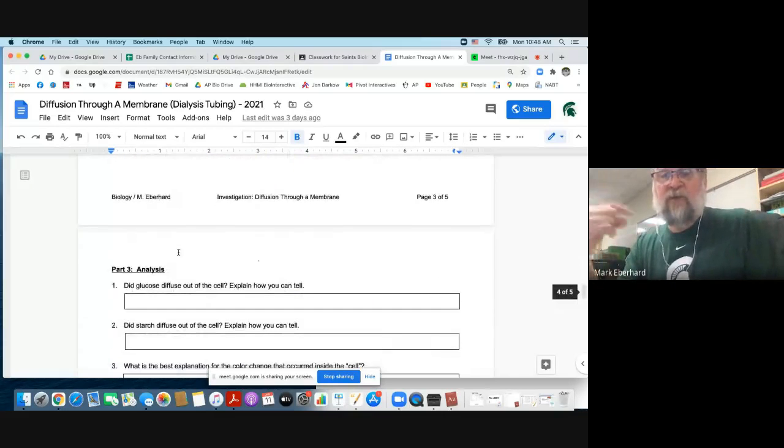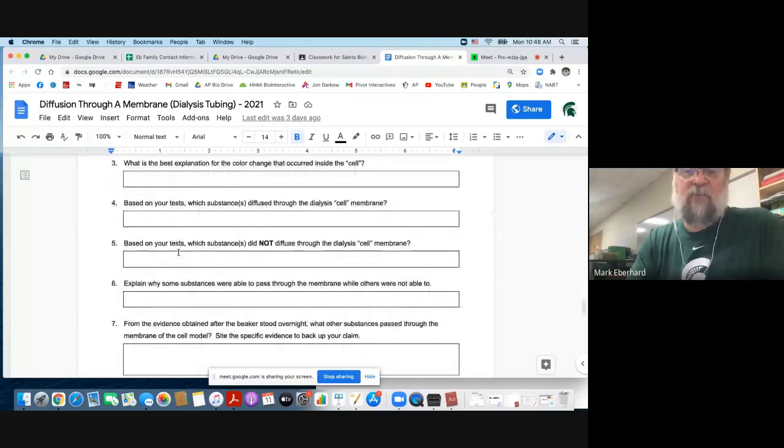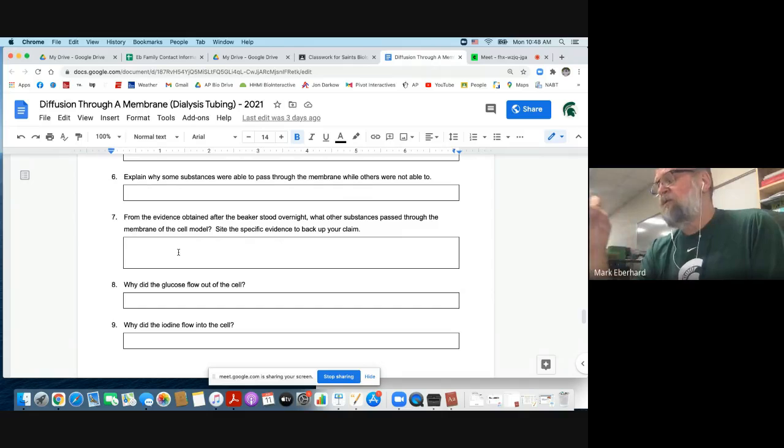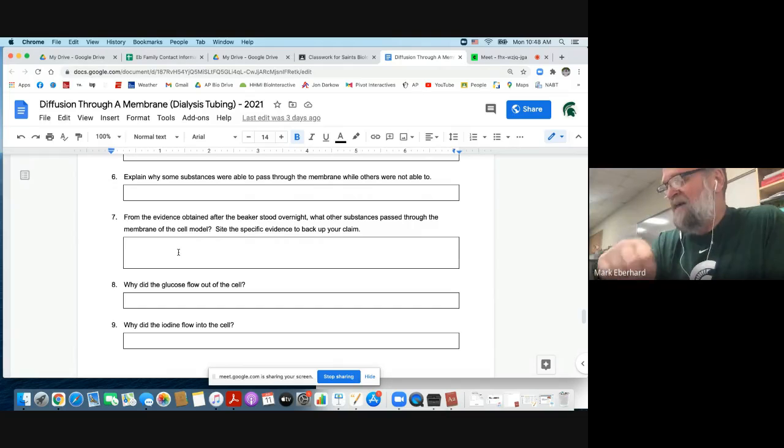So remember, we said there were microscopic holes in the bag. And what this illustrates is, most likely the way to explain this is, iodine was small enough to fit through the openings and pass into the cell model. Glucose was small enough to fit through the pores and pass out of the cell model. Water would have also been small enough to pass through the membrane. But starch molecules were not able to pass through because they were physically too big. The starch could not get through that opening.